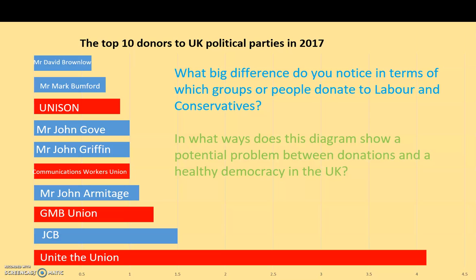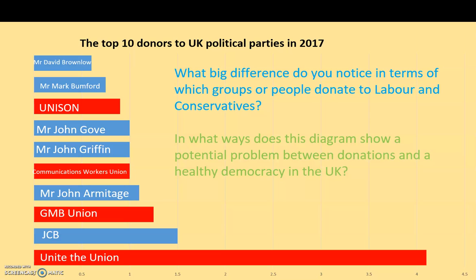Again, this might highlight a problem. If Labour is so reliant upon Unite the Union for money, are they going to upset Unite the Union? Probably not, because they know if they upset Unite the Union, they're going to miss out on over £4 million of cash. And that could be catastrophic for the party in terms of its money and funding.